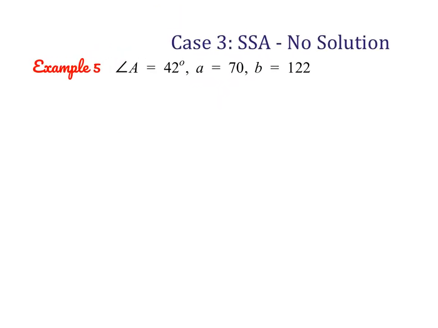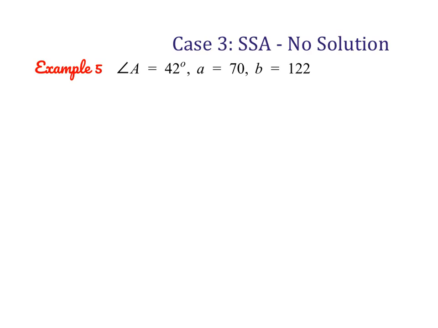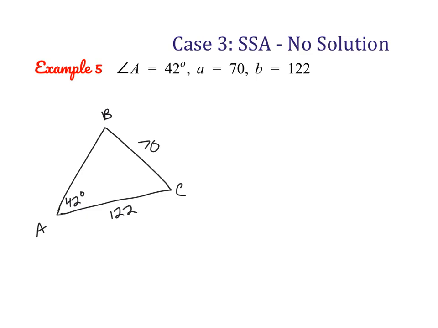All right, let's try one more together. So here again, let's draw a sketch to see what's going on with our given information. So here we're told that angle A is 42 degrees, side A is 70, and side B is 122. So again, this tells me that I can use law of sines. This tells me that I will be solving for angle B. So let's see what we know about angle B.